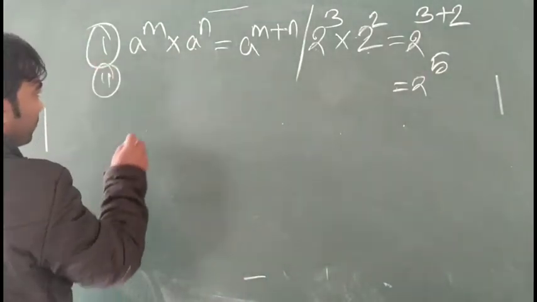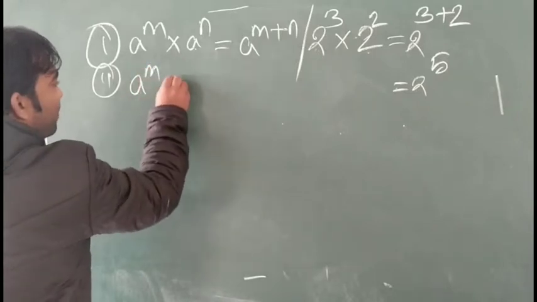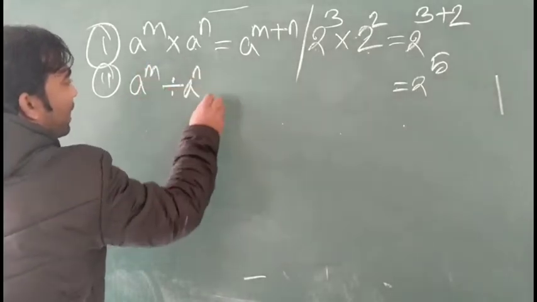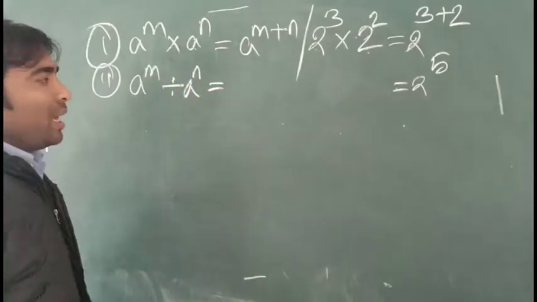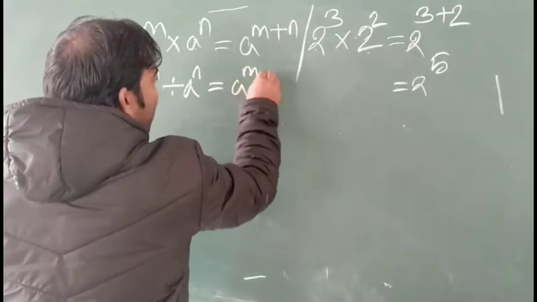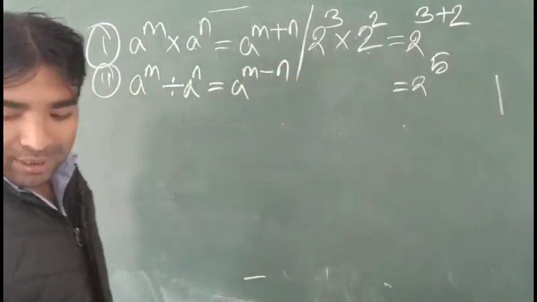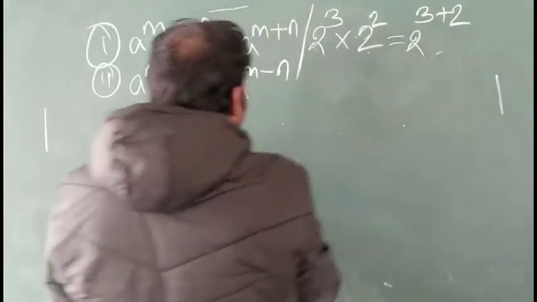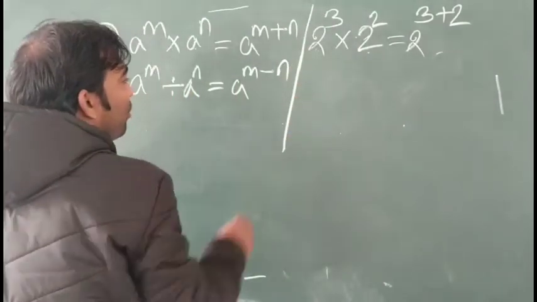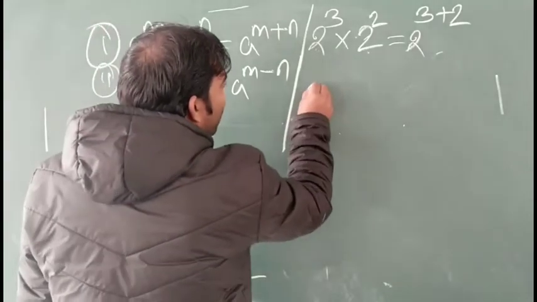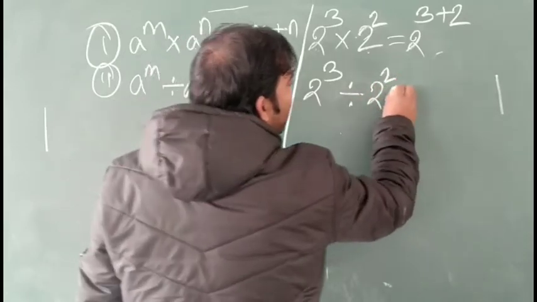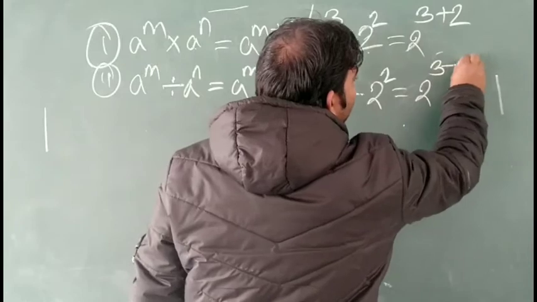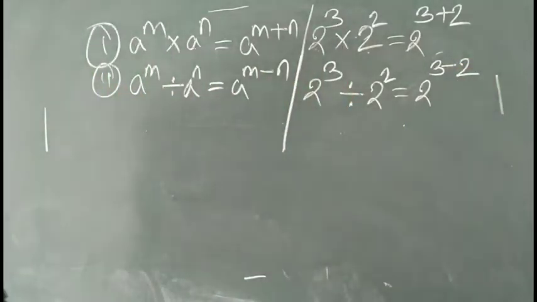Formula number 2, a to the power m divided by a to the power n. When the bases are the same and in between there is division, the power will be subtracted. So that is a to the power m minus n. So what we understand is that when the bases are the same and in between there is division, the power will be minus. If you look at the example, 2 to the power 3 divided by 2 to the power 2, we can write it as 2 to the power 3 minus 2, that is 2 to the power 1.